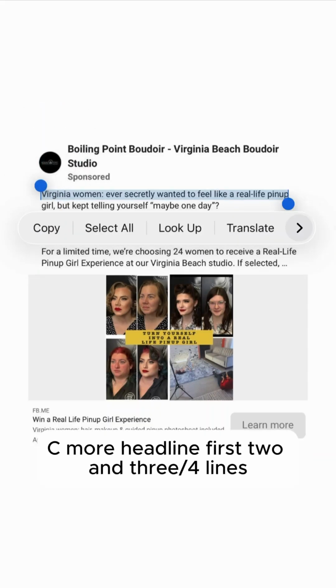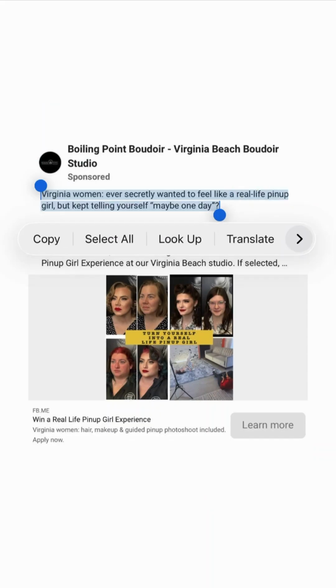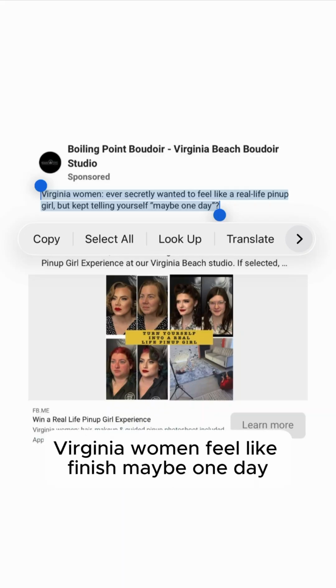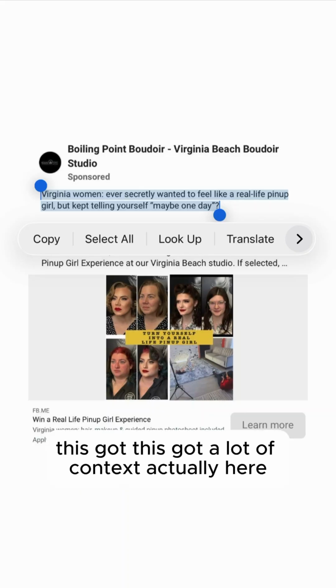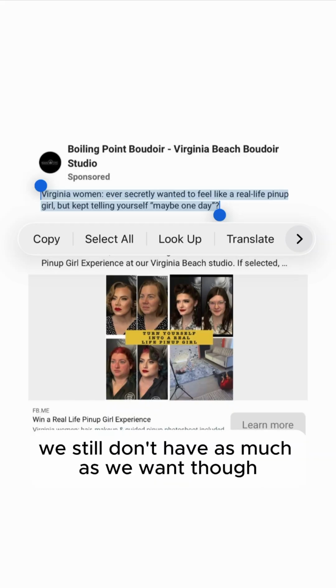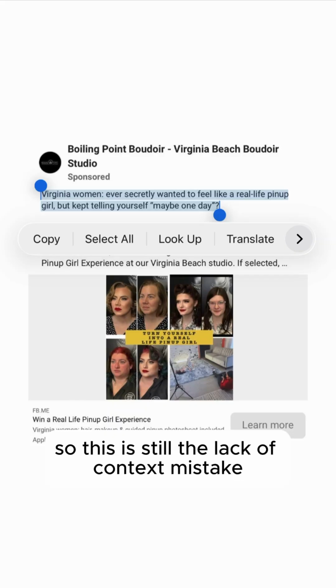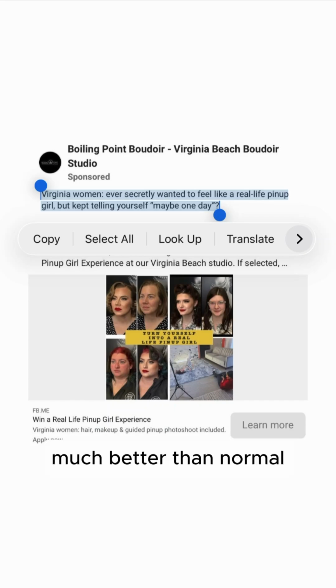First 2 3/4 lines, Facebook mobile news feed. Check this. Virginia women. I feel like gonna maybe one day. Okay, all right. It's got a lot of context packed in here. We still don't have as much as we want though. So this is still the lack of context mistake, even though this is much better than normal.